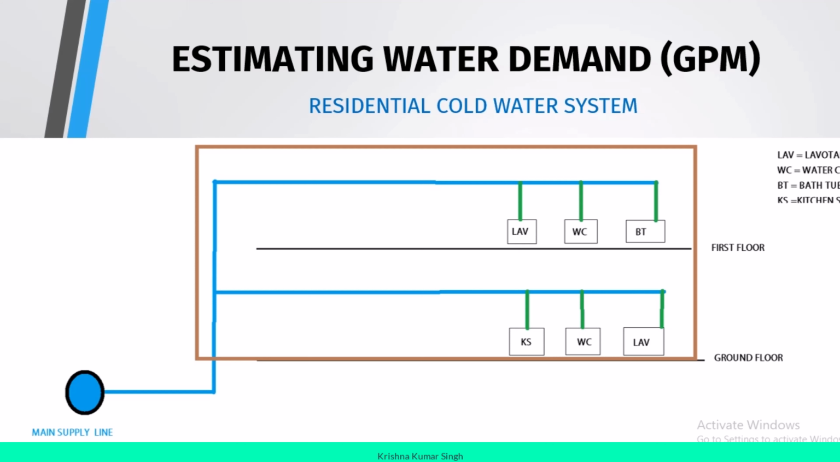Let's come back towards our sample example or project. To find out the water demand, the first step is to assign the values of water supply fixture units to each fixture by using the International Plumbing Code table. As you can see, we have lavatory, water closet and bathtub in the first floor. Let's assign the values.